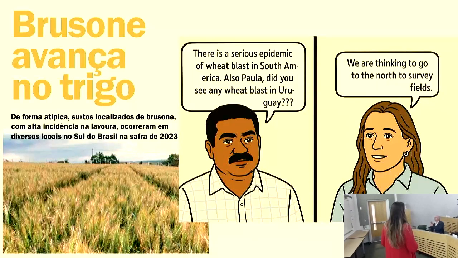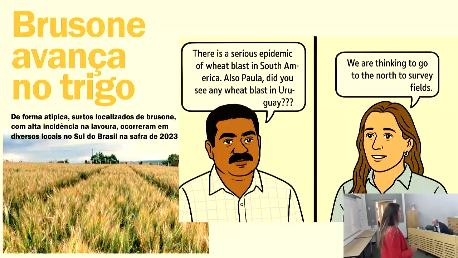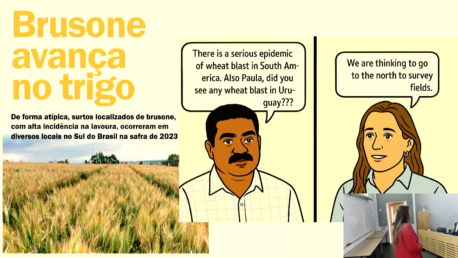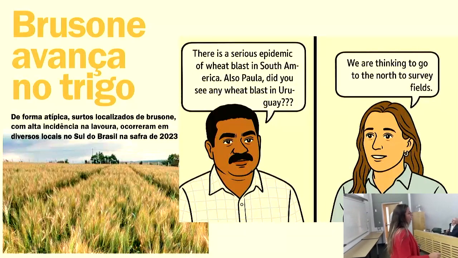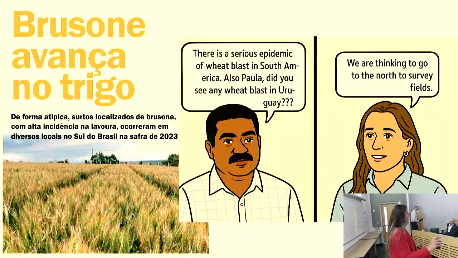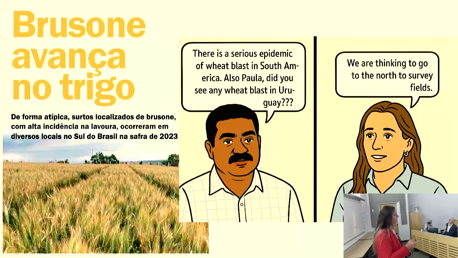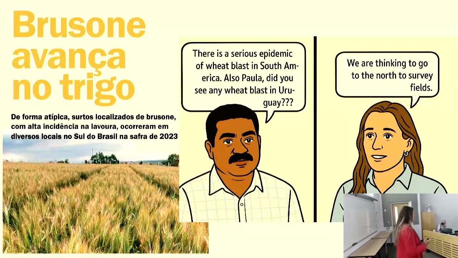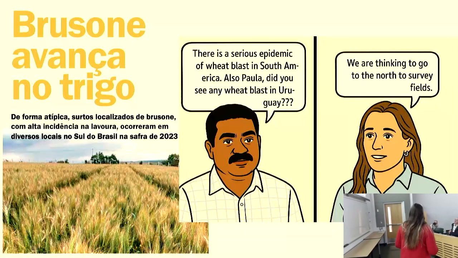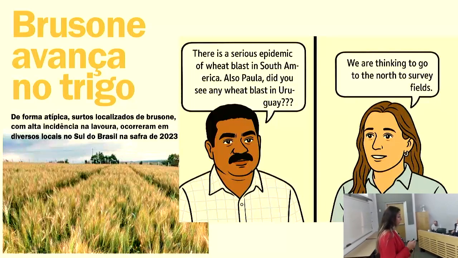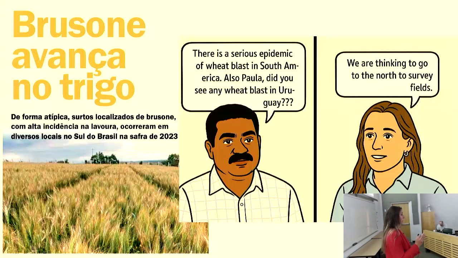So in 2023, this was happening. Brazil and Paraguay were having huge epidemics, very, very bad epidemics. Like Dave was showing, fields of 400 hectares were all blasted at the same time. And so Pawan sent me an email, actually to all the South American colleagues. He was worried about wheat blast, right? And he said, well, Paula, what is happening in Uruguay? And we were actually right about to go to the north of the country to survey fields.